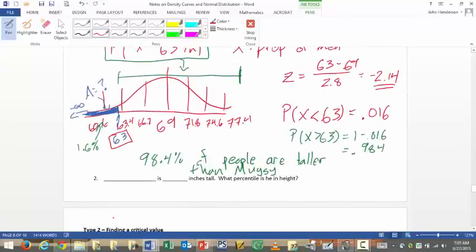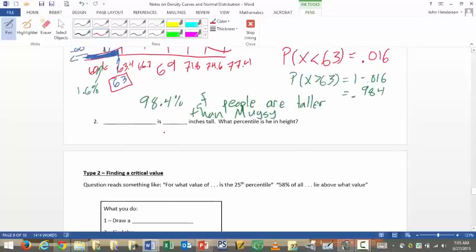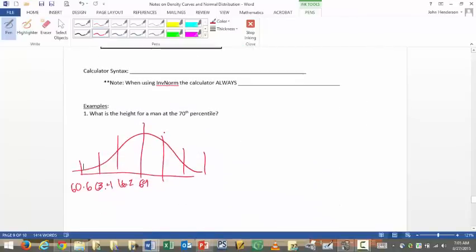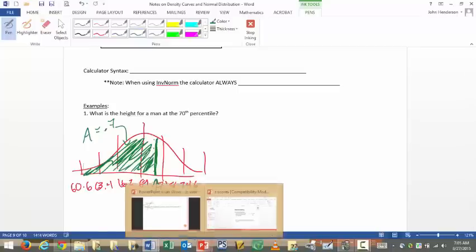I'm just going to steal my values: 66.2, 69, 71.8, 74.6. And really, 70th percentile, right? We knew that the 80th percentile was right at 71.8. So the 70th percentile is somewhere in here. What they're telling you is, hey, we already know that we've shaded 70% of the curve, and we're looking for what value goes right here. In order to do that, the calculator can be very helpful for us.